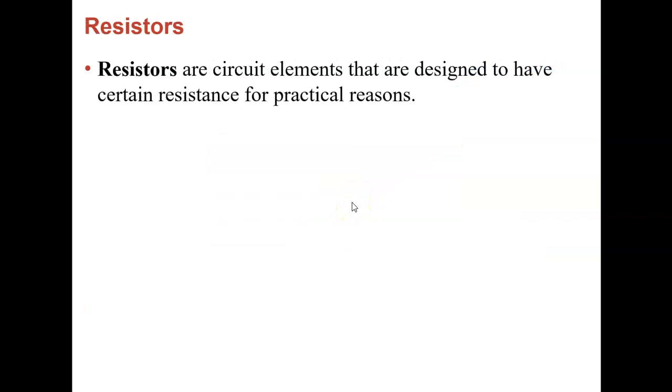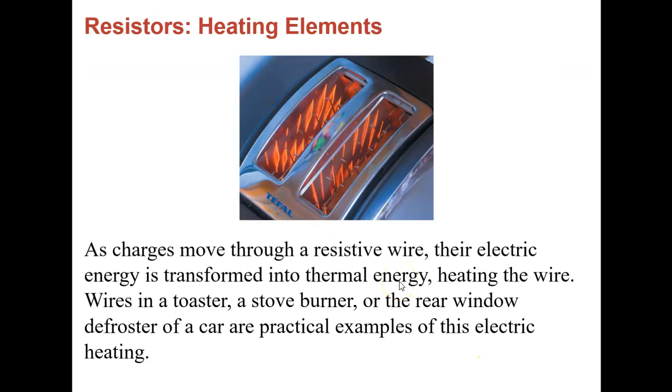So, we talked about batteries, talked about wires. Now, light bulbs and other things that you plug into a circuit are called resistors. Things you put into a circuit that are designed to have certain resistances for use. They're going to slow down the flow of charge. So as charges move through a resistive wire, their electric energy is transferred to thermal energy. So the higher the resistance, basically the more energy gets taken out of the circuit.